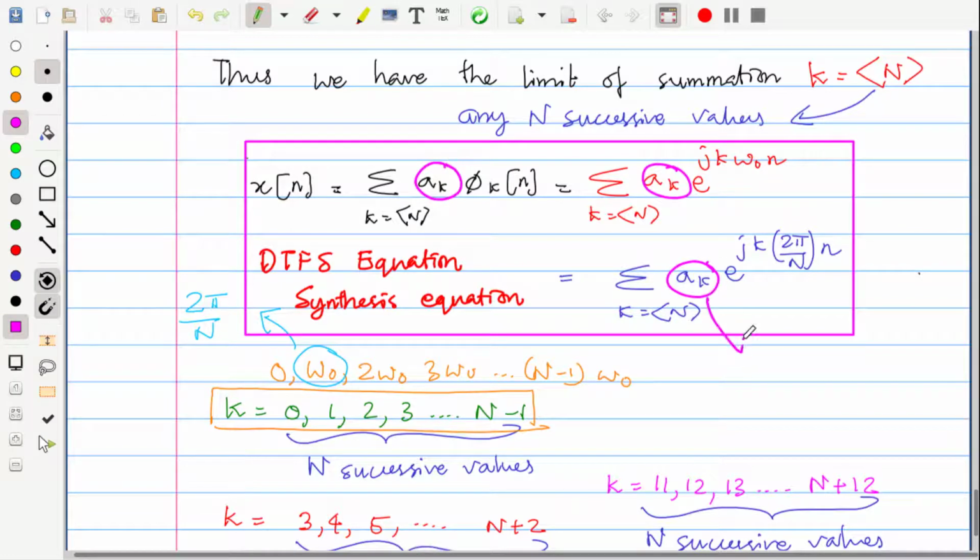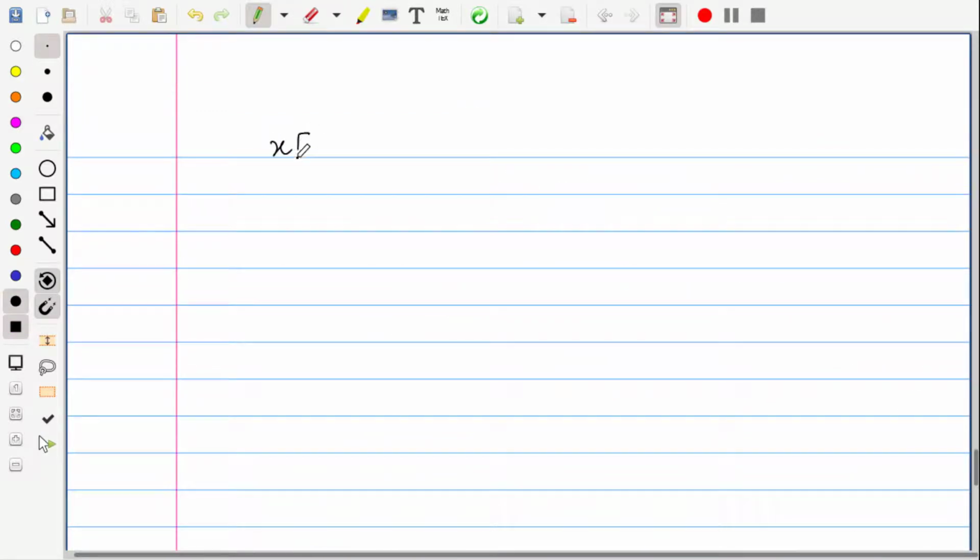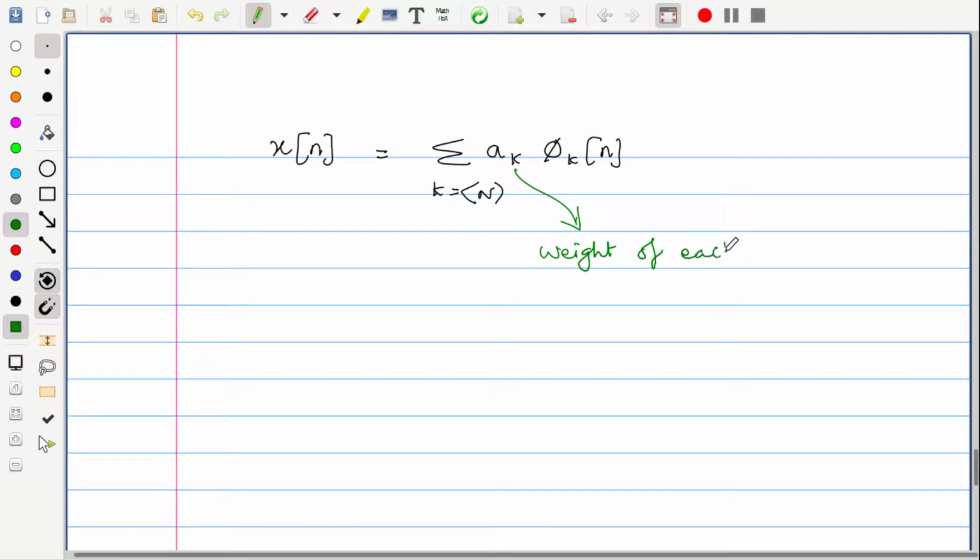Here the coefficients a_k are known as the DTFS coefficients, and we need to note that the DTFS coefficient a_k says the amount of each harmonic present in the original periodic signal x of n. Please note that we are trying to express the signal x of n as a linear combination of harmonically related complex exponentials, and the coefficient a_k is the weighting function for these harmonically related complex exponentials. How much a particular harmonic is present in the periodic signal x of n, that is the importance of this DTFS coefficient.